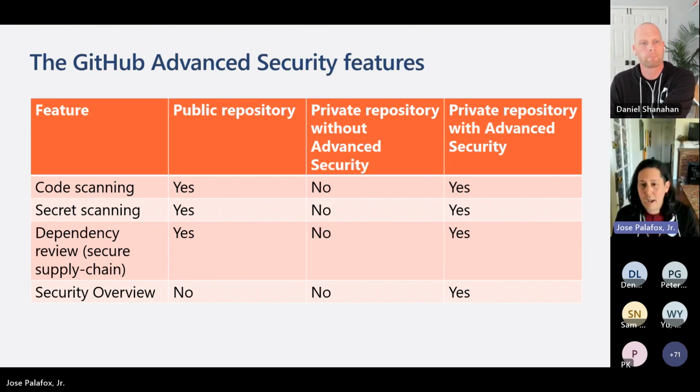If you're in an enterprise, whether that's Enterprise Server or GitHub Enterprise Cloud, you can still use these features, but they are licensed. And so you would need a GitHub Advanced Security license to do this stuff. Or you can work with Dan and I, and we'll get you a POC license so you can test it out.